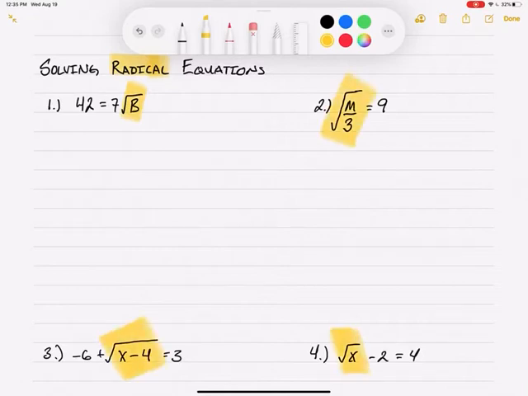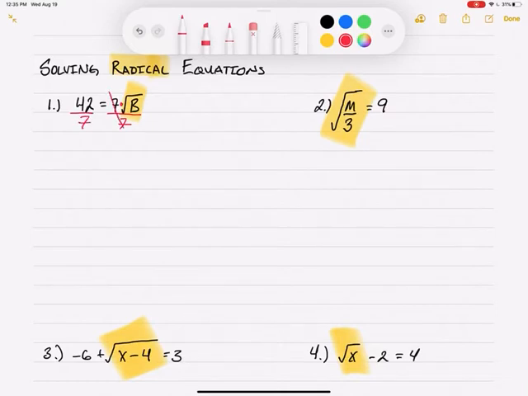Okay? When we solve these equations, we want to isolate the radical, meaning get the radical by itself before we worry about doing anything with the information that's inside of the radical. So in example 1, I have 42 equals 7 times the square root of b. Before I can worry about the square root of b, I need to get rid of the 7 in front of it. And since it's 7 times the square root of b, I can get rid of the 7 by dividing.